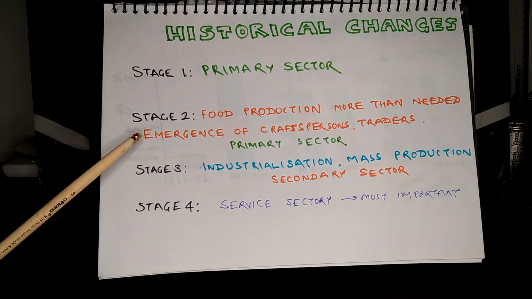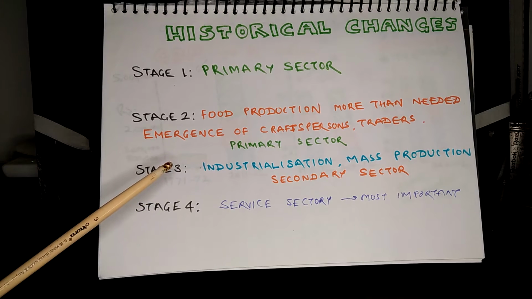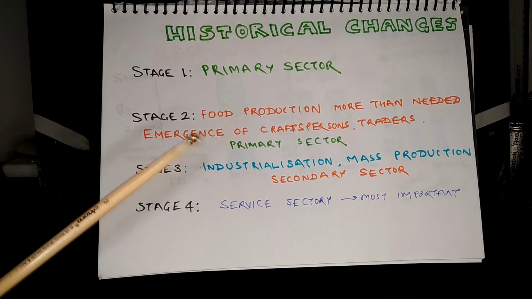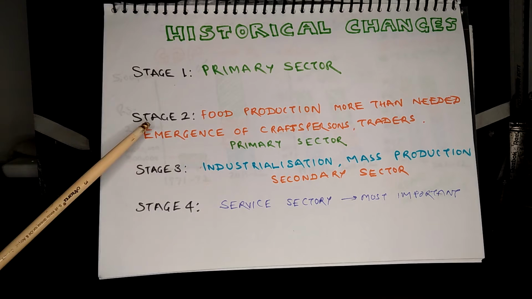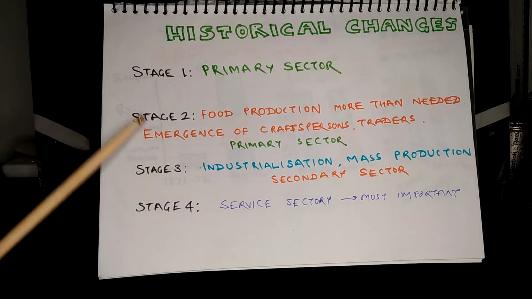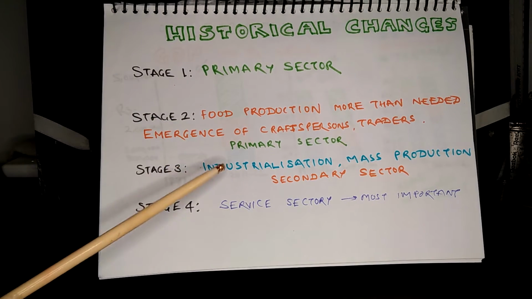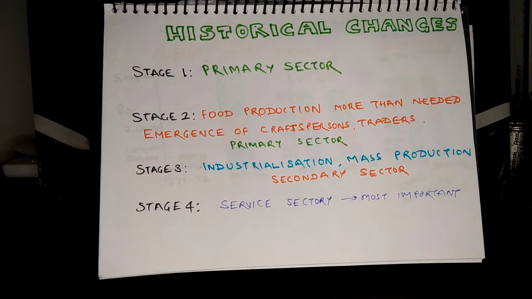So this stage saw the emergence of other professions like craft persons and traders. And craft persons, for example, were required to make useful items for the farming community and for other people. And traders were required to trade in the surplus food that was being produced. Still, at this stage, most of the economic activities were related to the primary sector, and primary sector was the only sector.